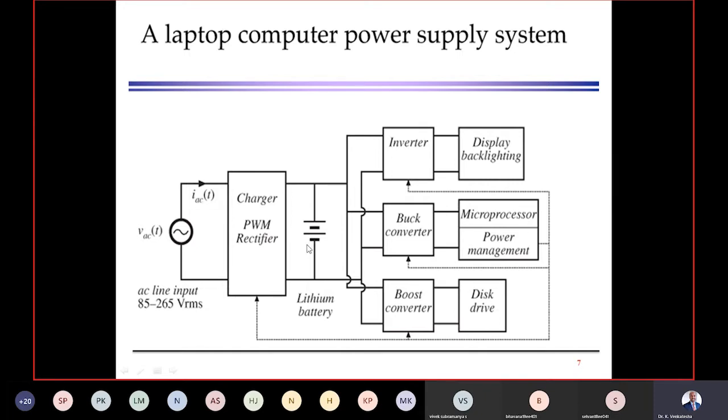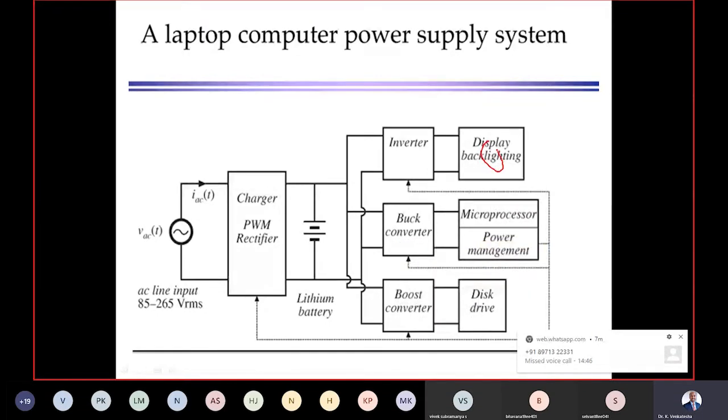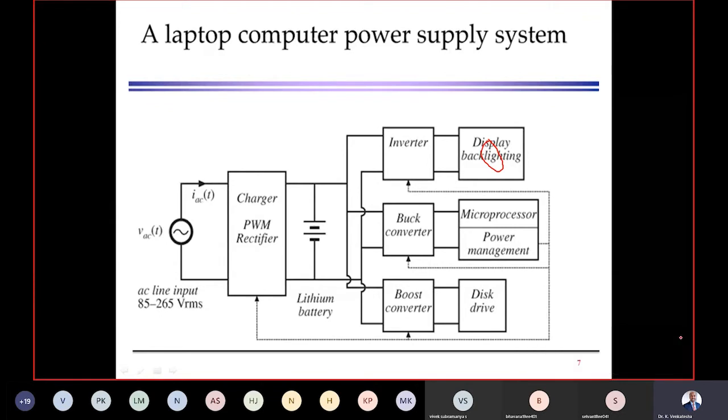So 19 volts will be a very common voltage in the lithium batteries available in the laptop. Then this 19 volt, if you see the display backlighting of the laptop, the top one. When you see the display backlighting, I'll show you. This is the display backlighting. This particular block requires around 600 volt AC, not DC, AC.